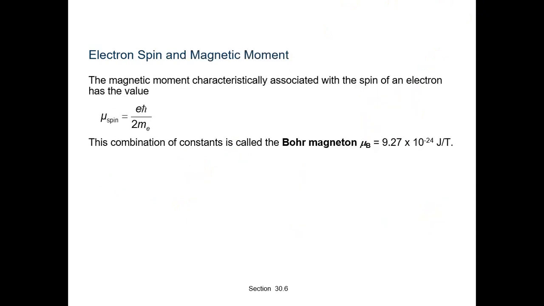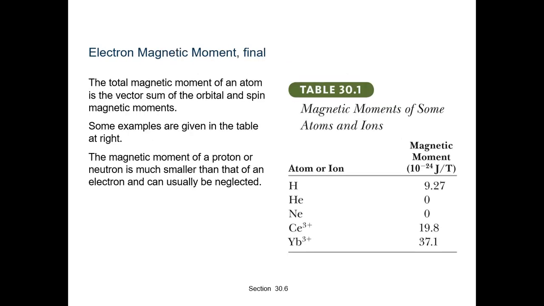The magnetic moment associated with the spin of an electron has the value mu spin equals e h cut upon 2m. This combination of constants is called the Bohr magneton, and mu B equals 9.27 into 10 raised to minus 24 joule per Tesla. The total magnetic moment of atoms is the vector sum of the orbital and spin magnetic moments. Some examples are given in the table at right. The magnetic moment of a proton or neutron is much smaller than that of an electron and can usually be neglected.